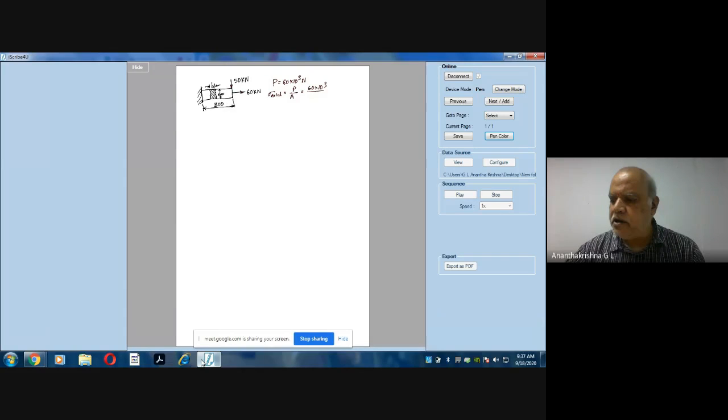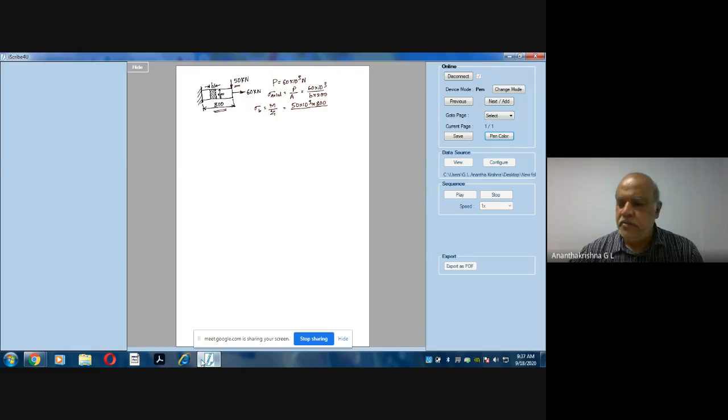It is given by B into H, that is B into 200, which will give you sigma axial. Sigma bending is given by M by section modulus. What is the bending moment in this case? It is 50 kilonewton into distance. Perpendicular distance is 800 mm, correct? So it is 50 into 10 power 3 into 800, that will give you the bending moment, divided by Z. For a rectangular cross section, Z is BH square by 6, correct?